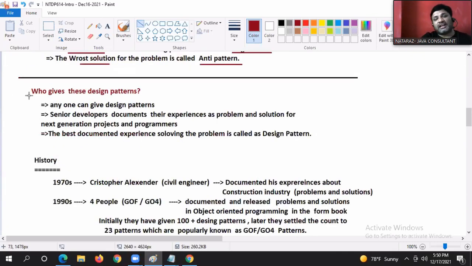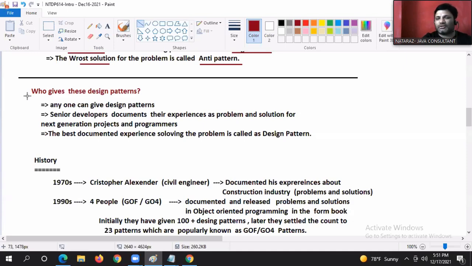Then we got a question: who gives these design patterns? Anyone can give a design pattern. I can give, you can give, X, Y, Z can give. But there is a process to follow. If you follow that process, you can popularize your design patterns too. Senior developers document according to their experiences. If the documentation is followed by multiple people and you give it a proper process and shape, one day it will become a design pattern.